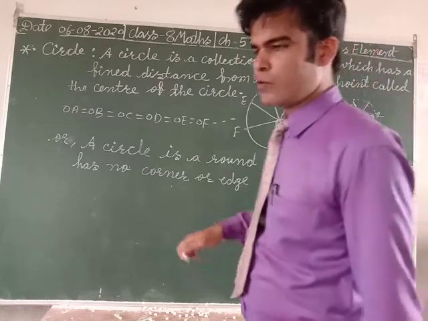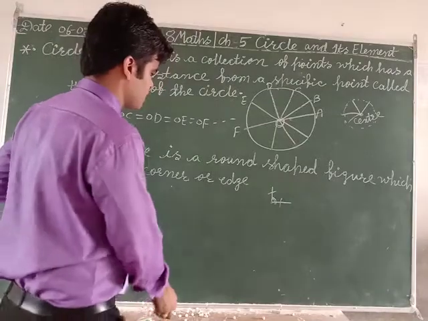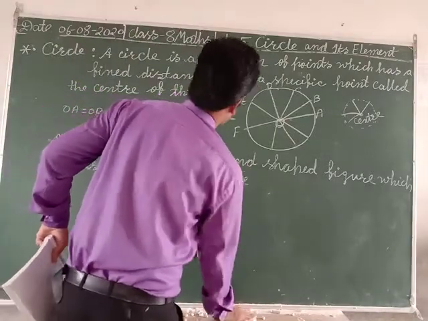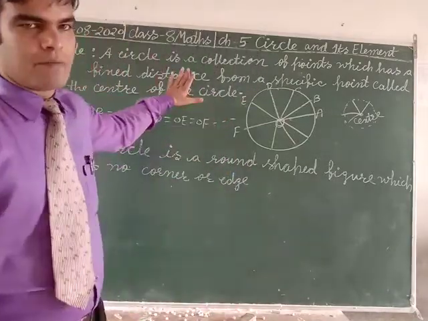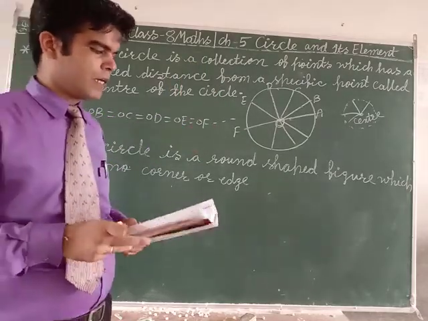A circle is a round shape which has no corner or edge. In a simple definition, you can say. And this is a very specific definition. You all have to learn this definition. Now we will discuss its other elements.